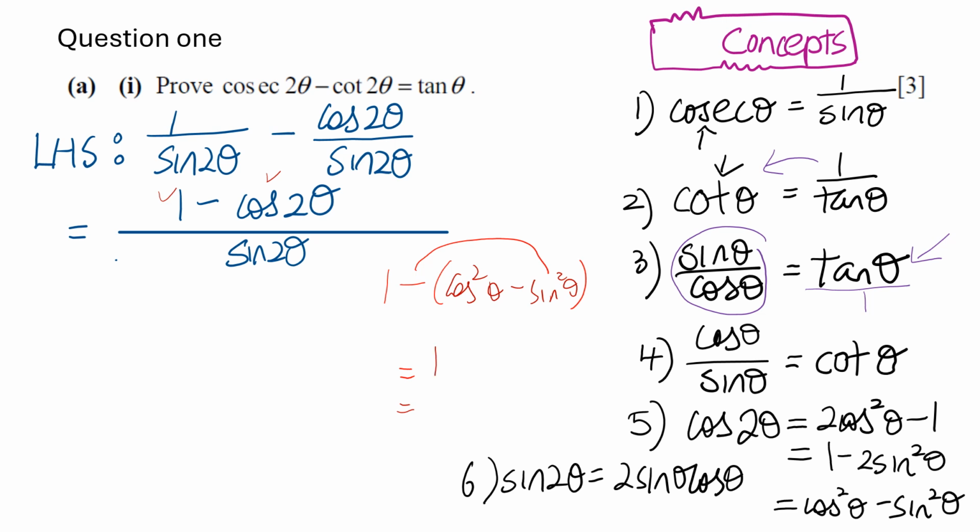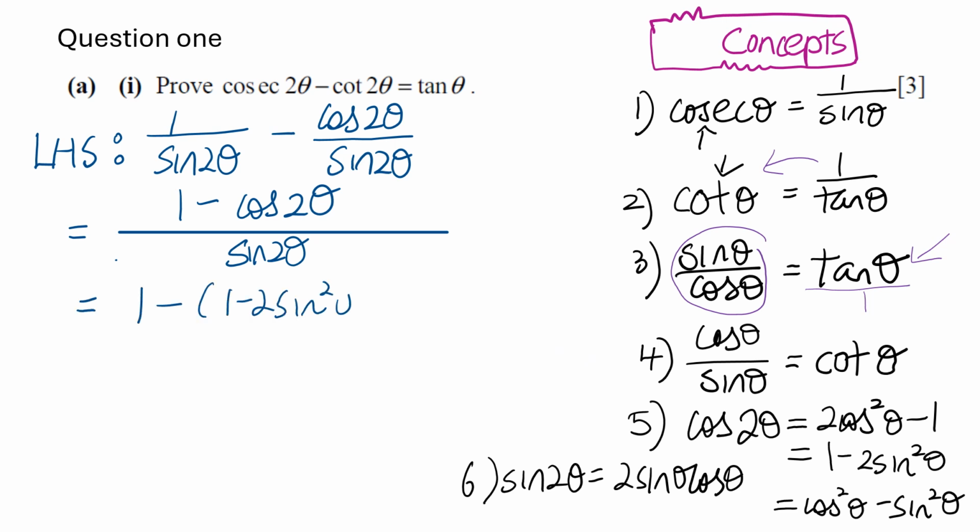Well, that will give you 1 minus cos squared theta plus sine squared theta. And again, that's not very helpful. Alright, so we're not going to do that. So what we're going to do then is to replace our cos 2 theta with 1 minus 2 sine squared theta. And again, make sure you bracket it. This is very important.